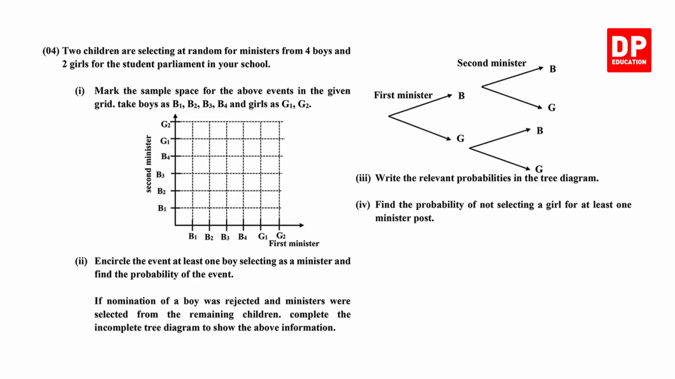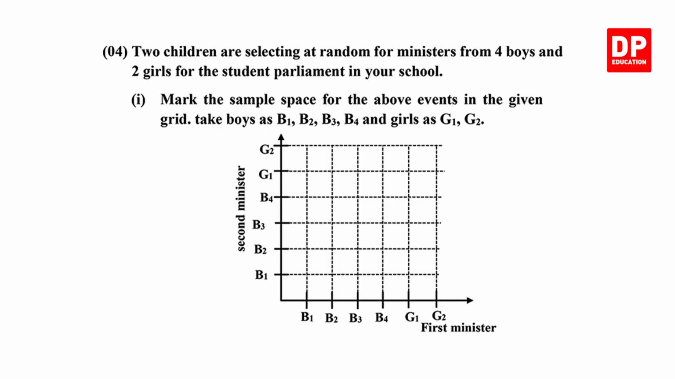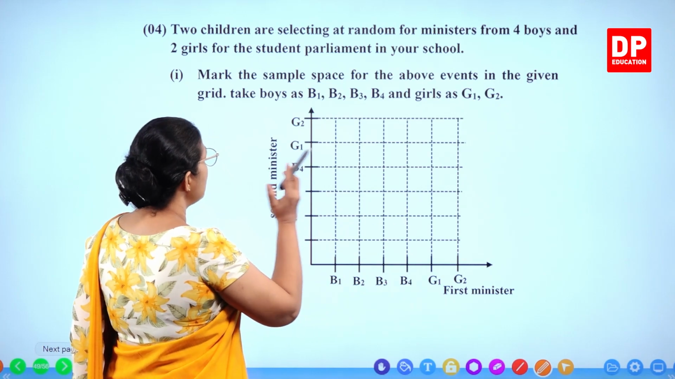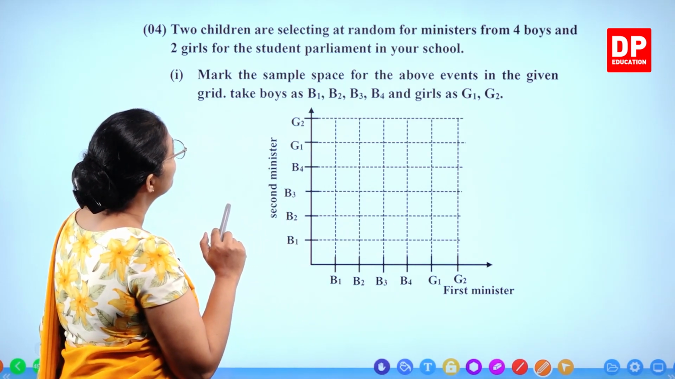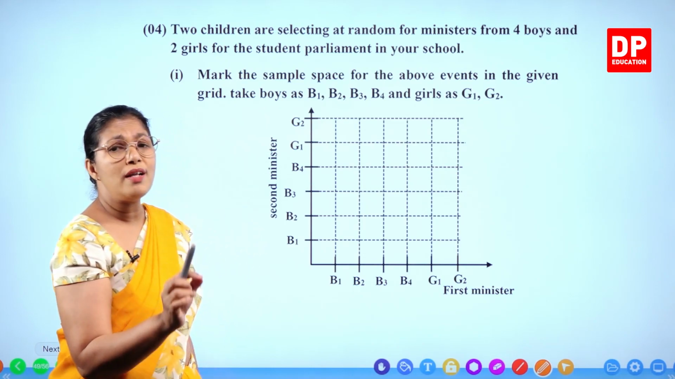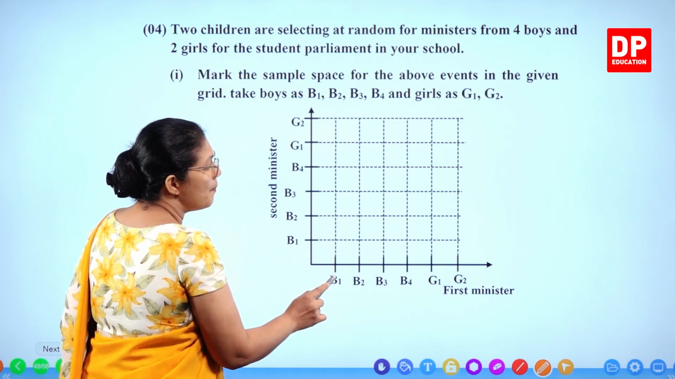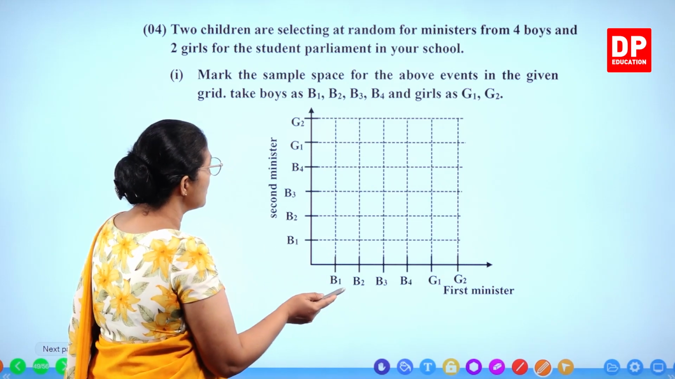Question number 4, it's about probability. 2 children are selected at random for ministers from 4 boys and 2 girls for the student parliament in your school. Mark the sample space for the above events in the given grid. Take boys as B1, B2, B3, B4 and girls as G1, G2. So this is the first minister and this is the second minister. So what happens? You can't take the same position. Same person can't take both positions.